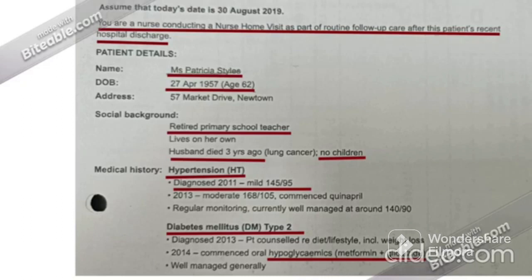Medical history: she has some disease conditions such as hypertension and diabetes mellitus. The hypertension was diagnosed in 2011. It was mild at that time. In 2013 it was moderate. Regular monitoring, currently well managed at around 140 by 90. That is her usual hypertension and usual BP. Along with that she has diabetes mellitus type 2 diagnosed in 2013, and in 2014 they started hypoglycemic tablets, metformin and gliclazide, well managed generally.